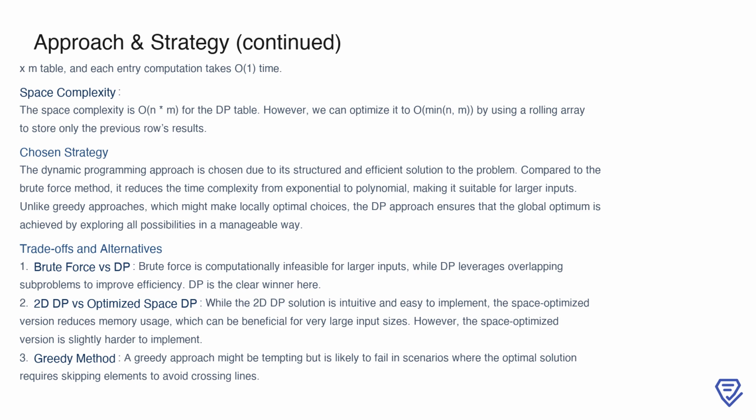Among the possible strategies, the dynamic programming approach stands out as the most efficient and reliable. It reduces the time complexity from exponential to polynomial, making it suitable for larger inputs. Unlike greedy methods, which might make locally optimal choices that fail to achieve a global optimum, dynamic programming explores all possibilities in a manageable way to ensure the best solution.